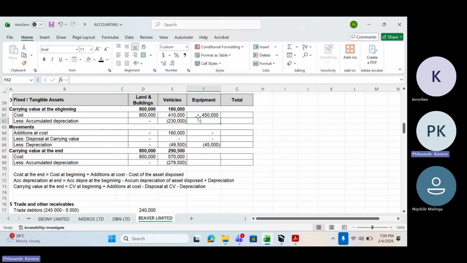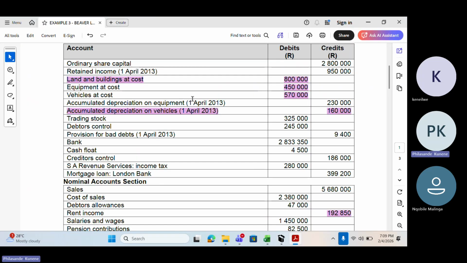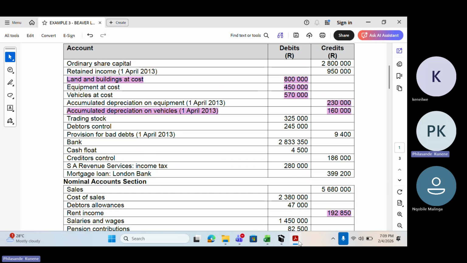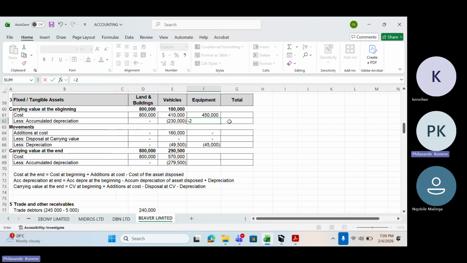450,000 rands, which is the cost at the beginning. And then how much is my accumulated depreciation for equipment? It is 230,000. They gave us that also. So I'm going to have 230,000 rands here. And now my carrying value at the beginning: 450 minus 230, I'm going to get 220,000 as my carrying value at the beginning.